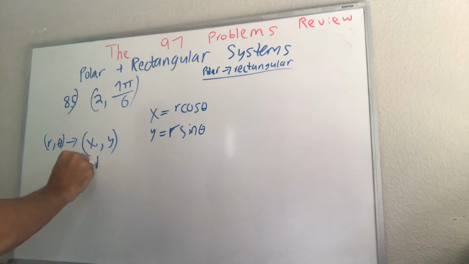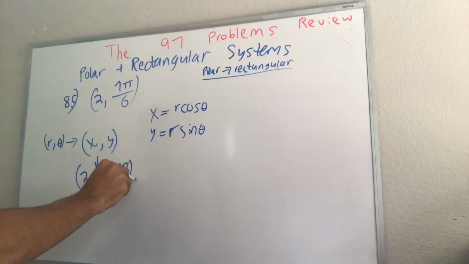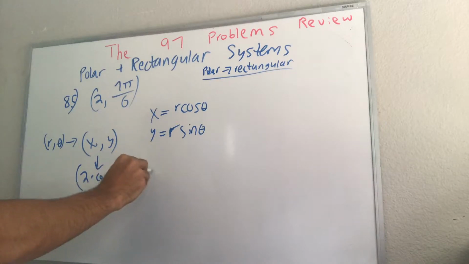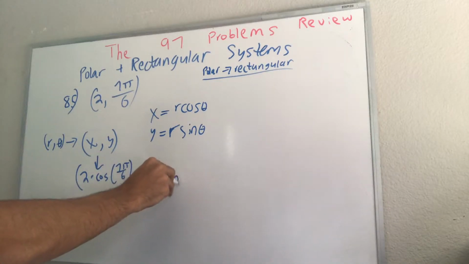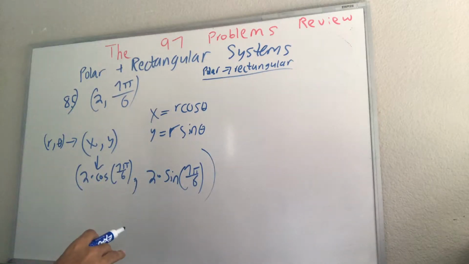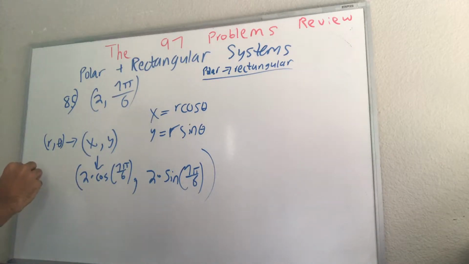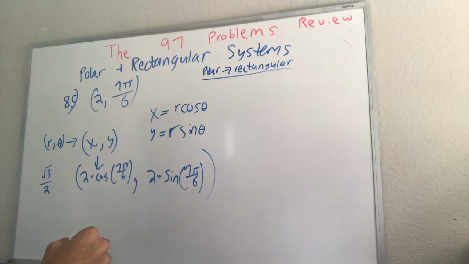Well, that means that this is really just 2 times cosine of 7 pi over 6, comma, 2 times sine of 7 pi over 6, right? That's what the x comma y is representing. So if we take cosine of 7 pi over 6, we know that's in the third quadrant. We know that the reference angle is pi over 6. Cosine of pi over 6 is root 3 over 2. However, it's in the third quadrant, right? Therefore this value must be negative.